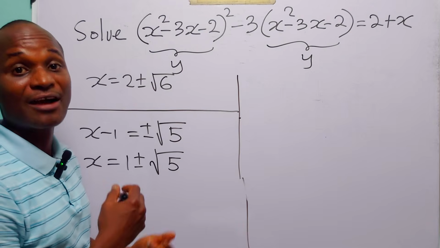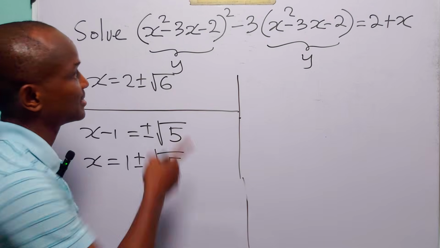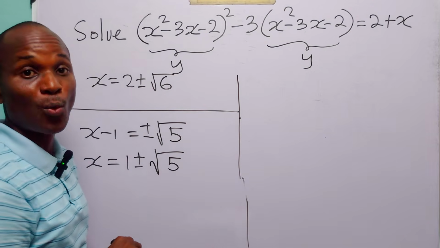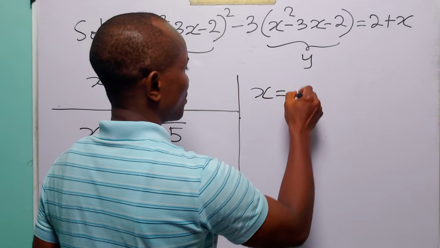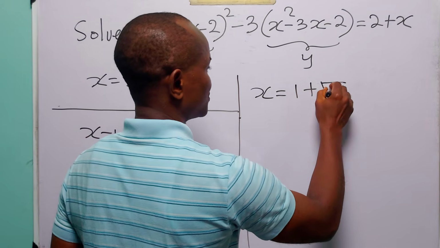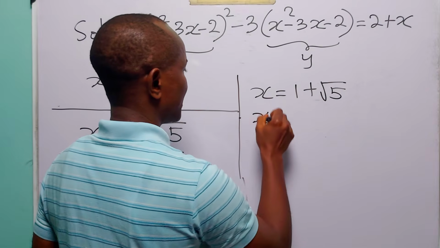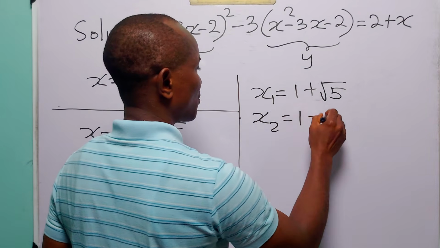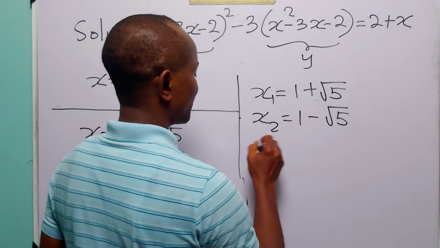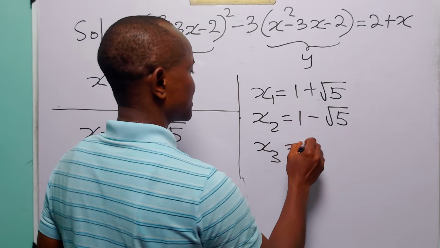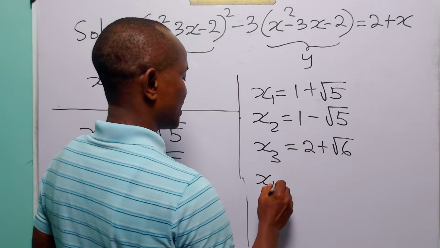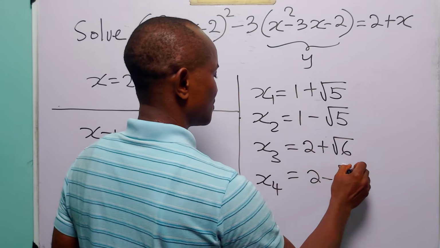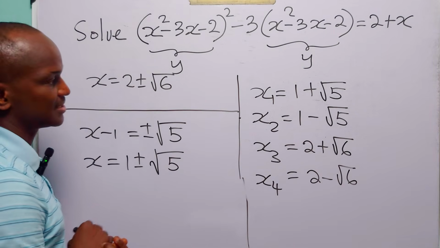And finally, now we have all the 4 values of x that satisfy this nested quadratic equation. We have that x is equal to 1 plus root 5. X is equal to 1 minus root 5. X is equal to 2 plus root 6. And x is equal to 2 minus root 6.